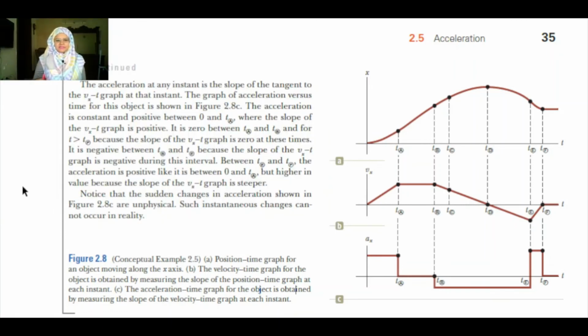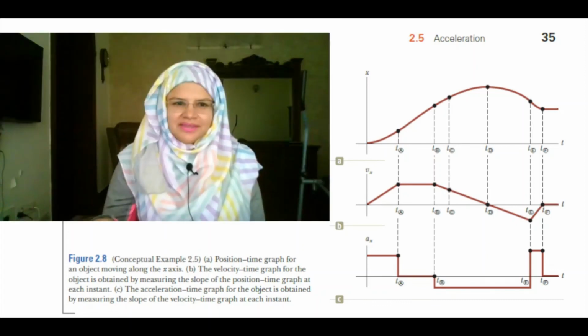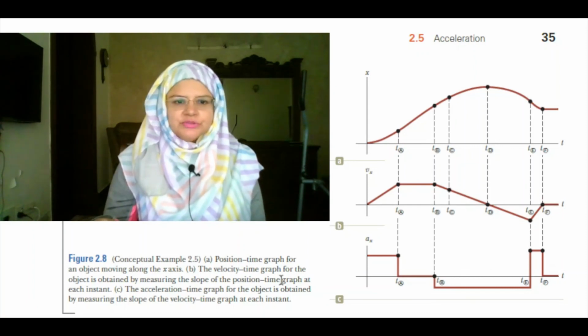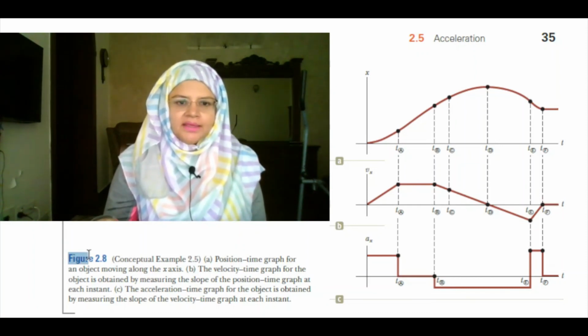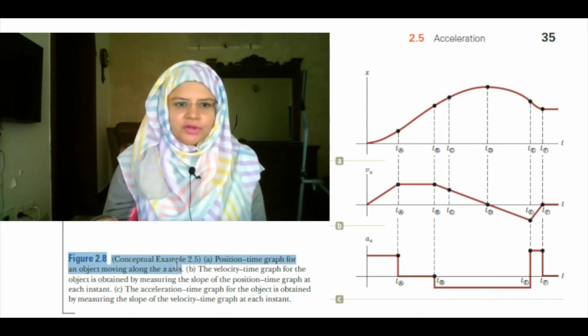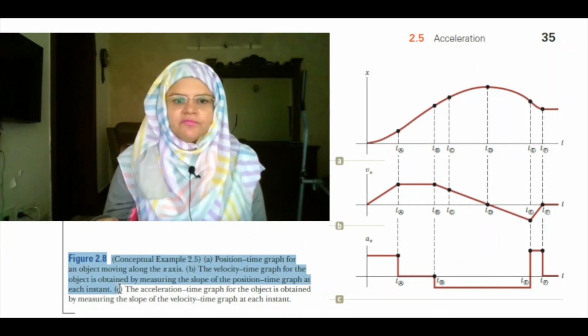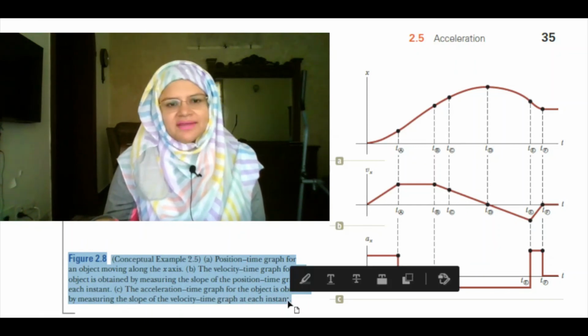Notice that sudden changes in acceleration shown in figure 2.8c are unphysical. Such instantaneous changes cannot occur in reality. Figure 2.8, Conceptual Example 2.5. Part A: position time graph for an object moving along the x-axis. Part B: the velocity time graph for the object is obtained by measuring the slope of the position time graph at each instant. Part C: the acceleration time graph for the object is obtained by measuring the slope of the velocity time graph at each instant.